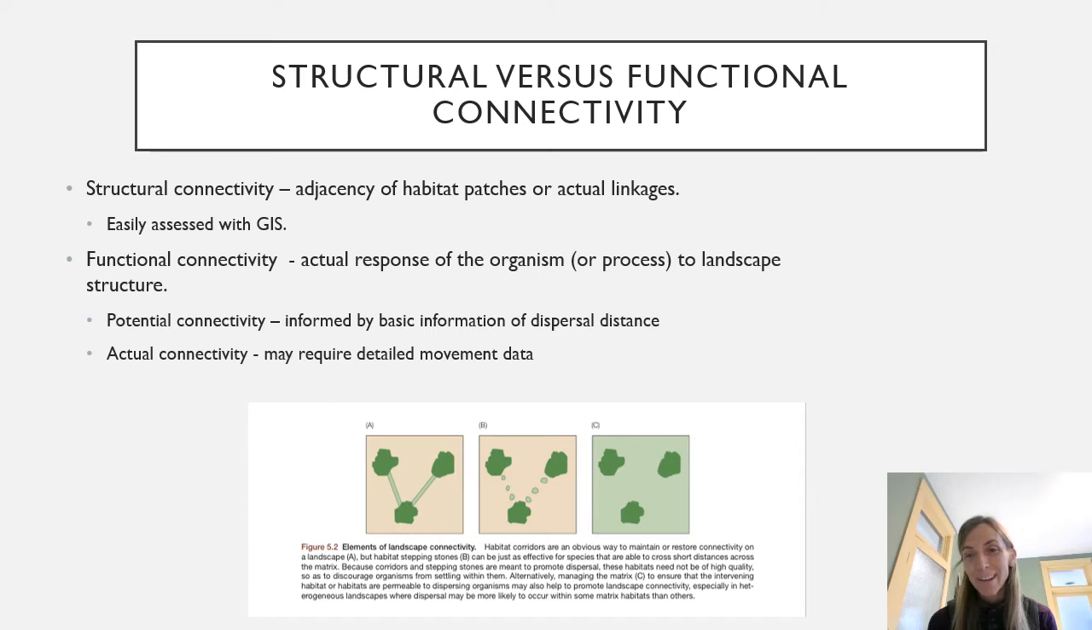So we'll get into this more, but just keep in mind that structural connectivity tends to be a lens based solely on our knowledge about habitats and how they relate to each other. Functional connectivity is when we take on the lens of the organism that we're interested in to decide whether or not they can move across a landscape.